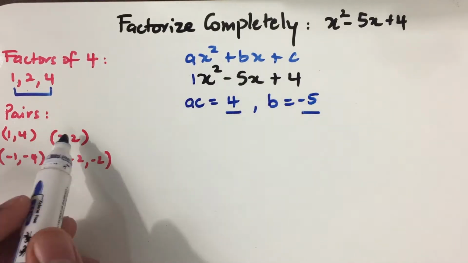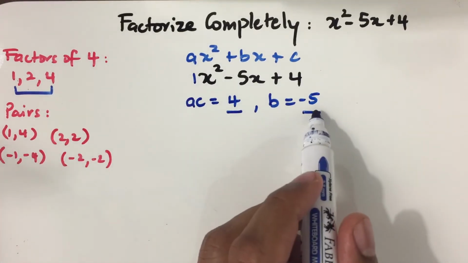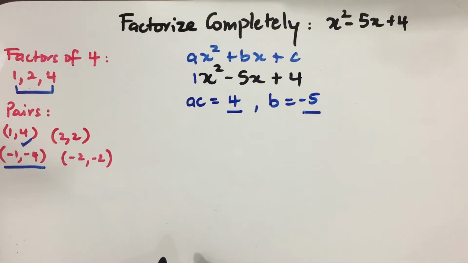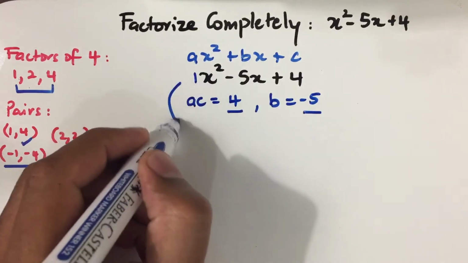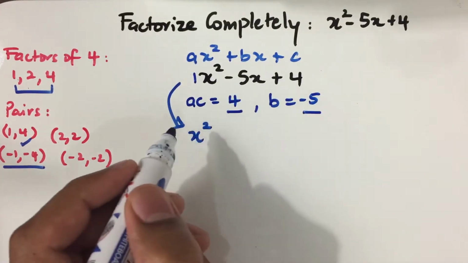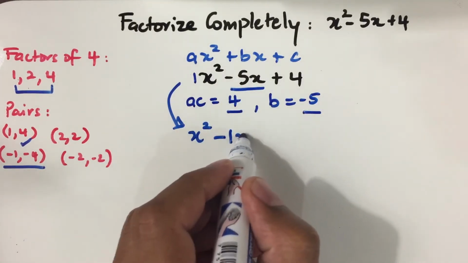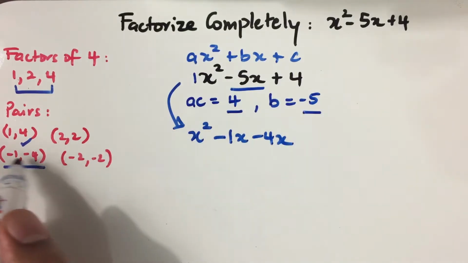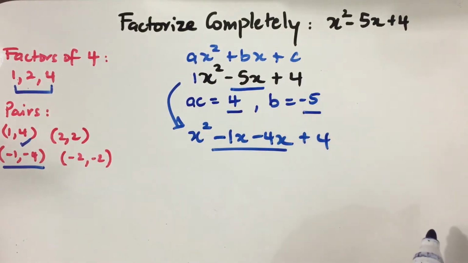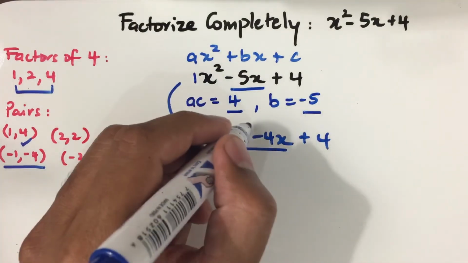The next step now is to look at the pairs and see which of these numbers, when we add them together, we get negative 5. We see that this pair here, negative 1 and negative 4, will give us negative 5. So now the next step is to rewrite this quadratic expression as x squared, and now we're going to replace minus 5x as minus 1x minus 4x. Remember the two numbers that we had gotten. Now plus 4.